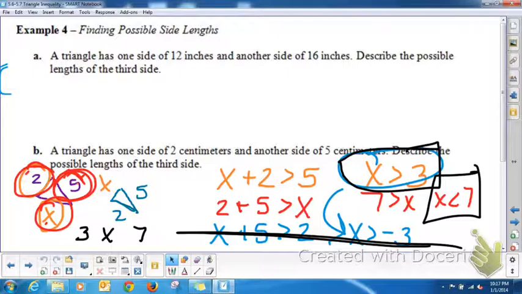x has to be greater than 3, and x has to be less than 7. It can't equal them. So x can be 4, x can be 5, x can be 6, x can be 4.7, 5.3. It has to be some number that comes in between 3 and 7. Even 3.2 will work, or 6.8.